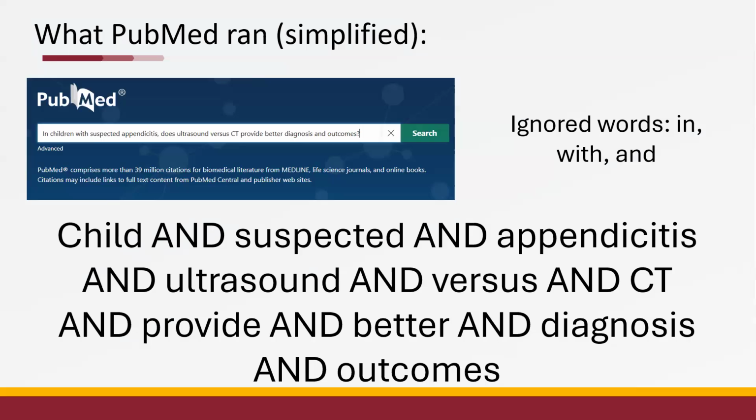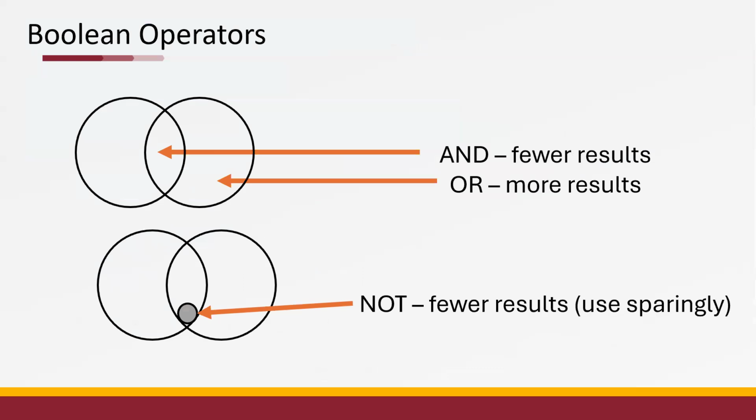Okay, so before we work on improving that search, we're going to review Boolean operators. And so, as I said before, we're building Boolean searches, which is just a fancy way of saying a logic-based keyword search. And so the Boolean operators are and, or, not. And not, we use very sparingly. I only mention it just because it is one of them. You really don't want to use it all that often.